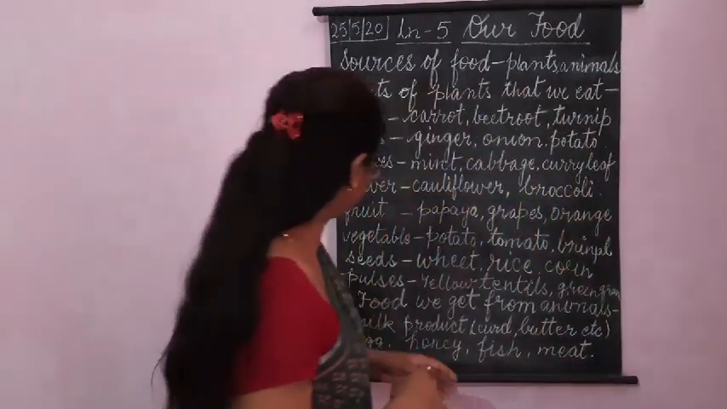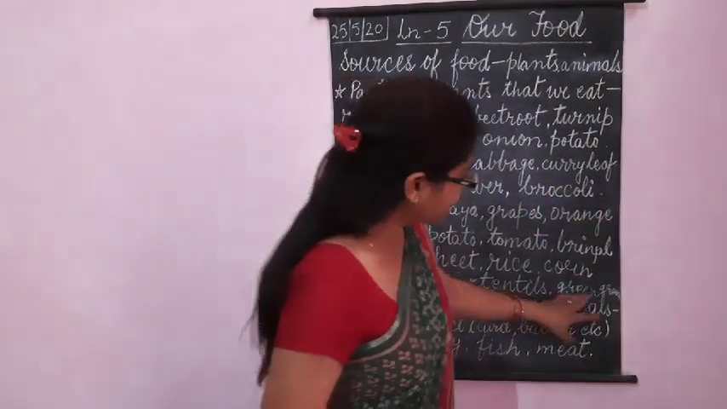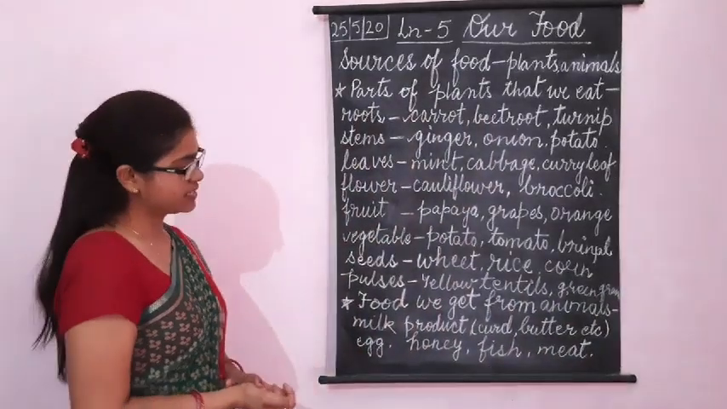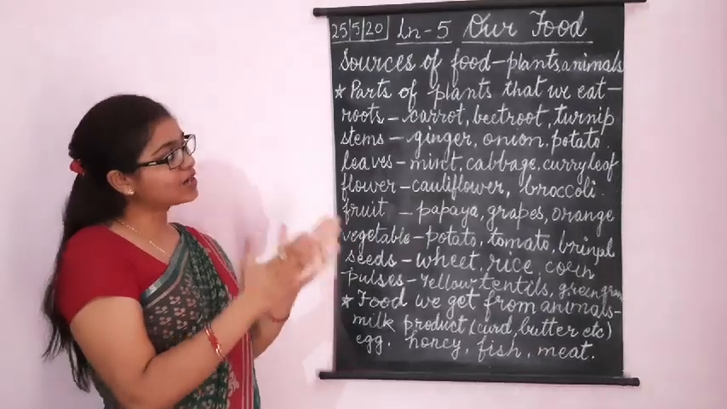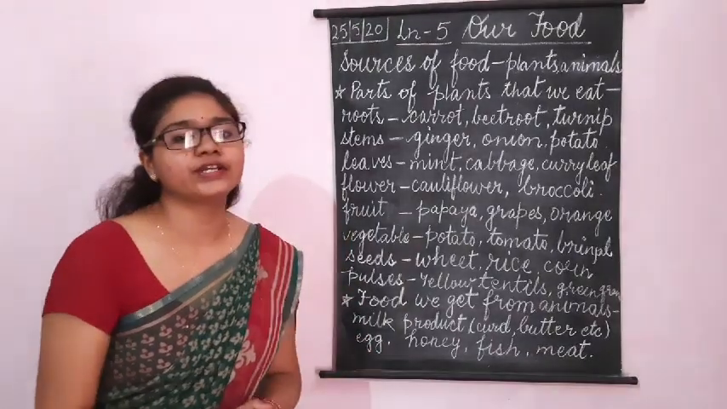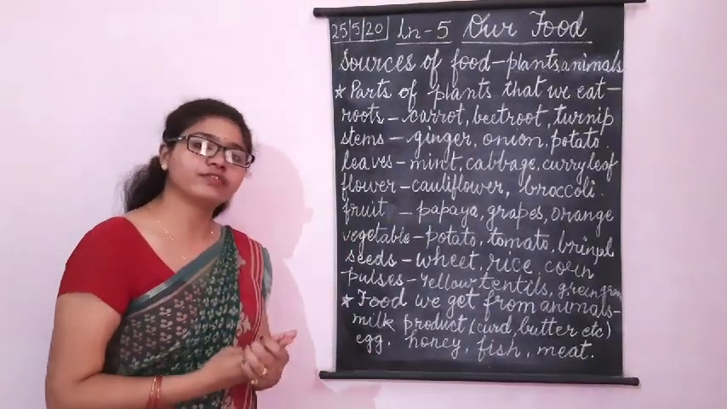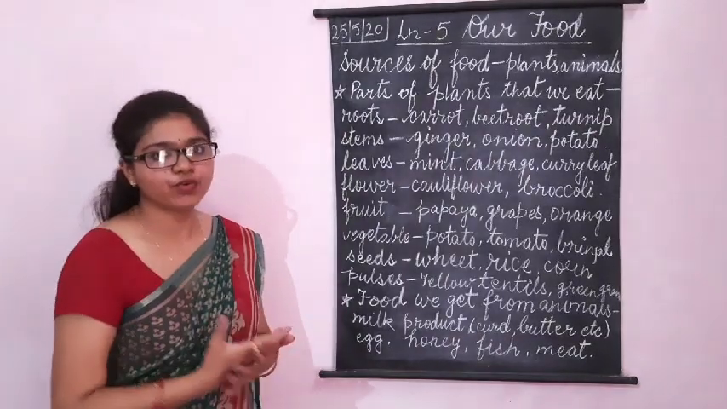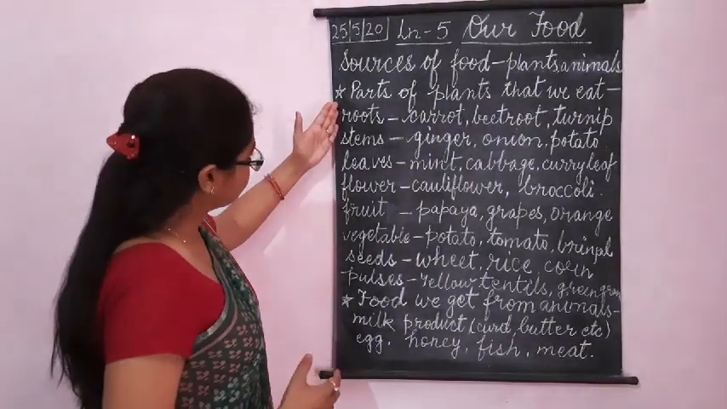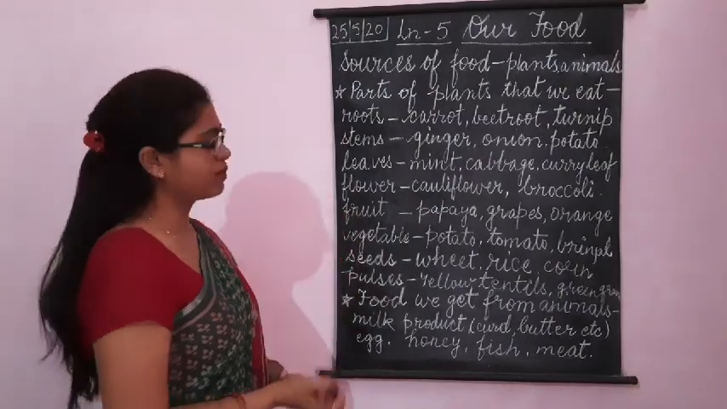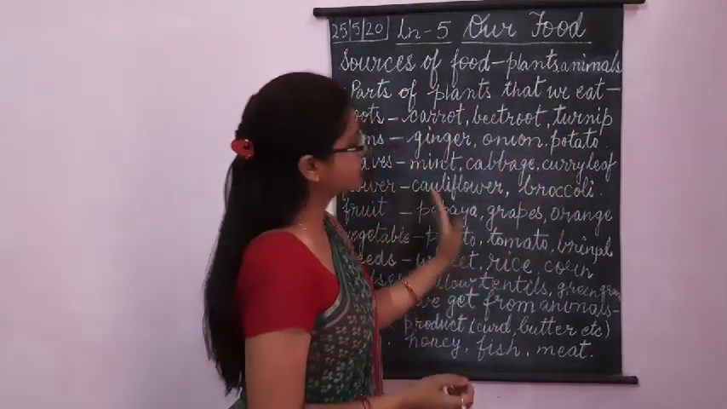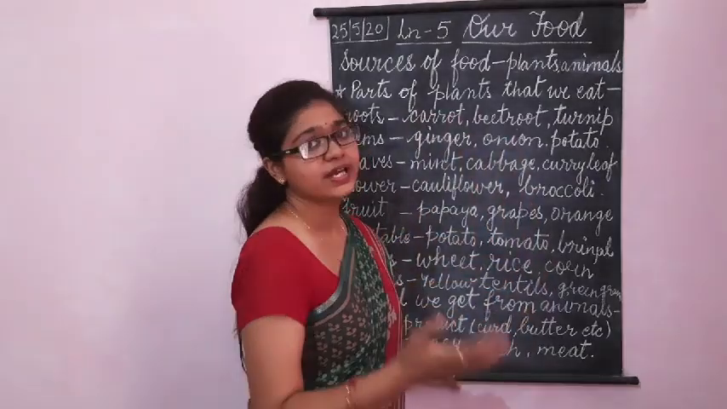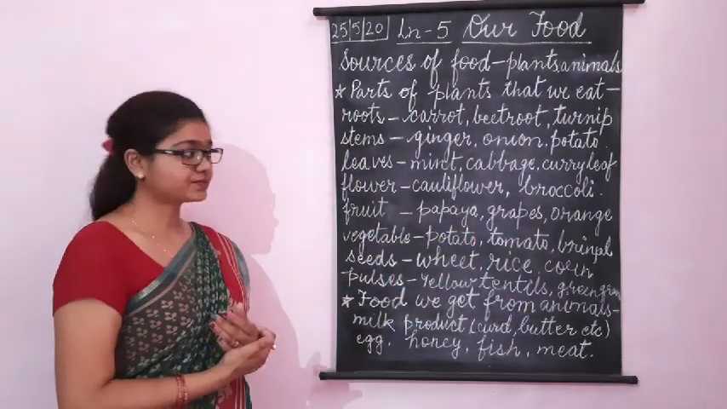Many lentils are there, and green gram also. Many examples are there. I have written some only. So you understand parts of a plant that we eat. From the plant, what we will get as a food. We will get these parts from the plants, and we add these fruits, these vegetables, these foods in our meal.